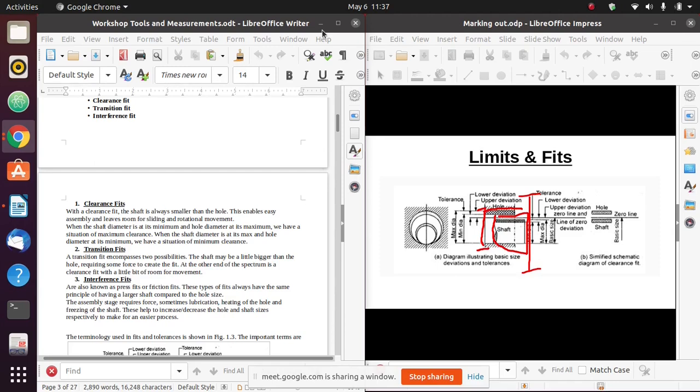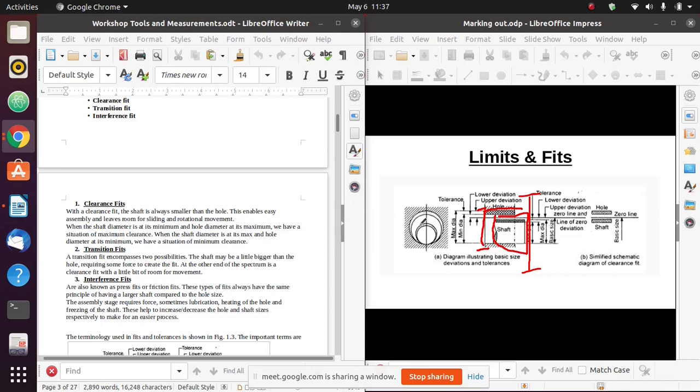Now, a transitional fit encompasses those two. It can be either. So the shaft may be a little bigger than the hole, just by a bit, requiring some force to create that fit. Or on the other hand, it can be a clearance fit, such that the hole diameter is a bit bigger than the shaft, so it can easily enter, becoming a clearance fit. So when you have a fit that can be in between the clearance and the interference, then that type of fit is known as a transitional fit.